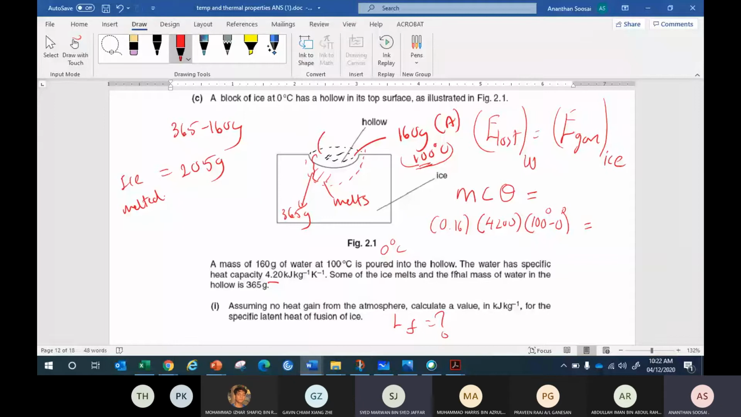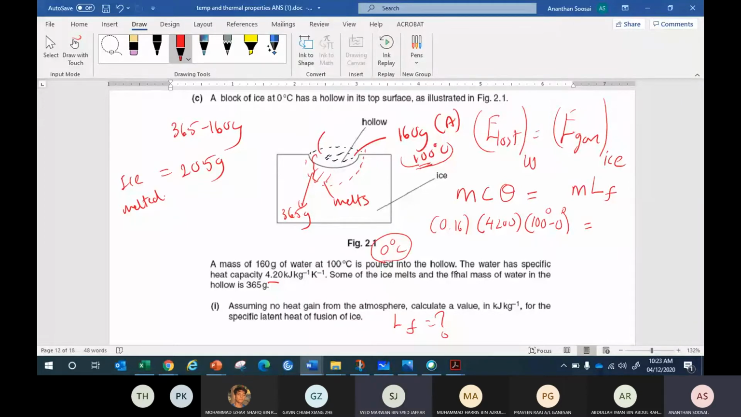What is the energy gained by the ice? MC theta or MLF? Is it latent heat or MC theta? Does the temperature of the ice change? It stays at 0 degrees Celsius, final also 0 degrees Celsius. So the ice only melted. So what formula do you use for the energy gained by the ice? Just MLF.